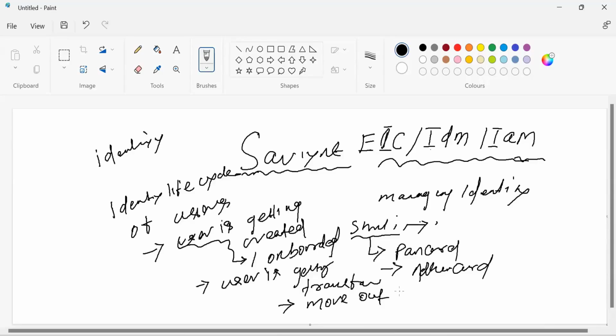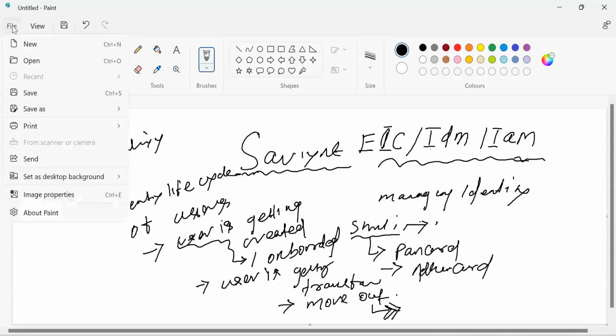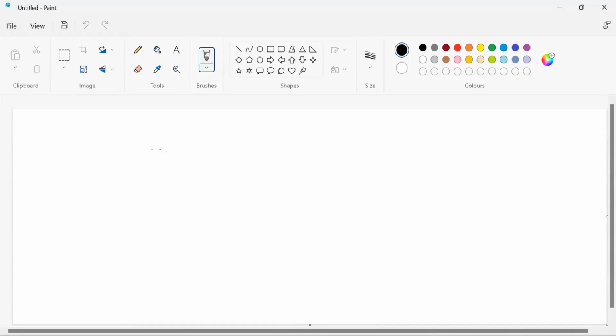You joined a company, then you got a transfer or moved to a different department, and after some time, let's say 2, 3 or 4 years, you are going to move out of the company. You will get a new job or you'll be switching jobs. That's human nature. So why is Saviynt related to this? Let's understand a few things here, when we're talking about managing the identity life cycle of a user.